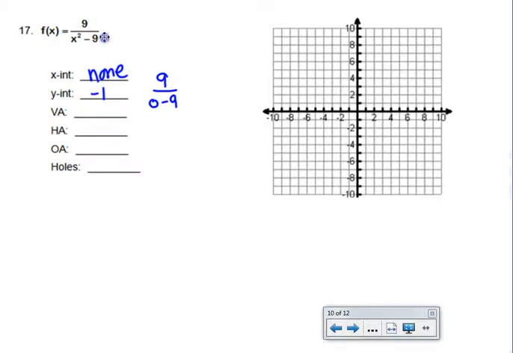Vertical asymptote, I notice that this denominator is factorable. So I have two vertical asymptotes, one at x equals 3 and one at x equals -3. My original rational expression is bottom heavy, so my horizontal asymptote is at y equals 0. There's going to be no oblique asymptote since it's not top heavy, and there was nothing to factor and remove, so there are no holes. So again, I'm going to kind of fudge this.